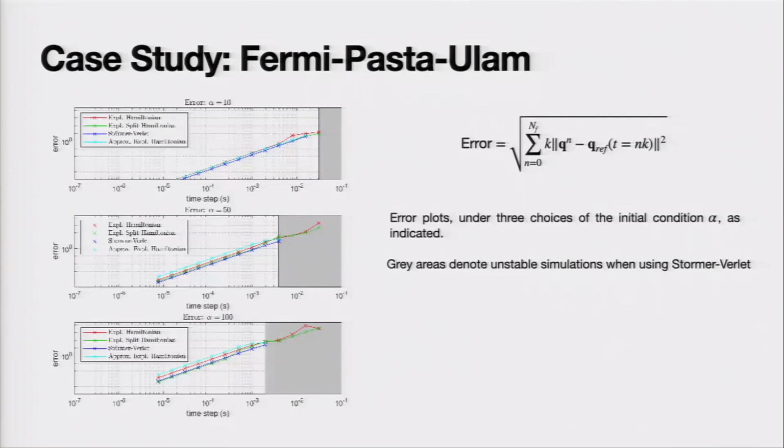But the funny thing is that the shaded areas here represent the values of dt for which Störmer-Verlet and the approximately energy conserving scheme are unstable. Whereas for the exactly energy conserving schemes, you can still run simulations and you can still observe this slope of 2. So this energy conservation is really important, because the schemes that are not energy conserving will give you unstable simulations, whereas the proposed schemes are stable and you can still run them.